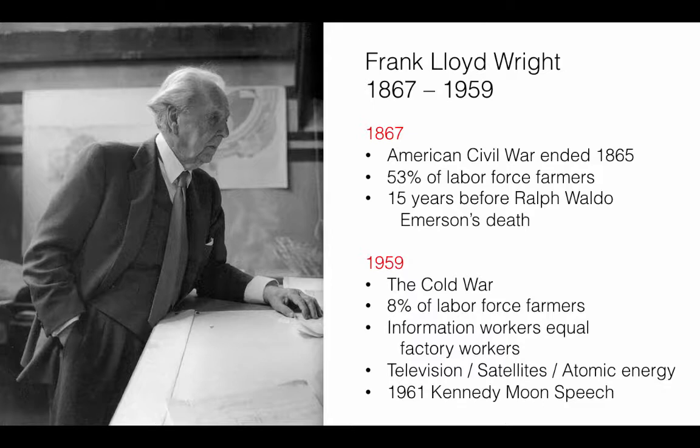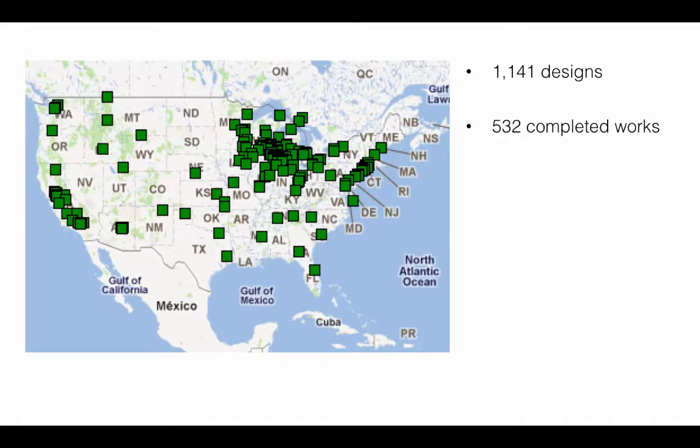When Wright died in 1959, we were in the midst of the Cold War between the United States and the Soviet Union. Only 8% of the labor force were farmers, and information workers had come to equal factory workers. It was an age of television, satellites, atomic energy, and just 2 years before President John F. Kennedy gave his speech announcing that America would be going to the moon. Wright did over 1,000 designs and over 500 completed works scattered all over the United States, just a couple in other countries.